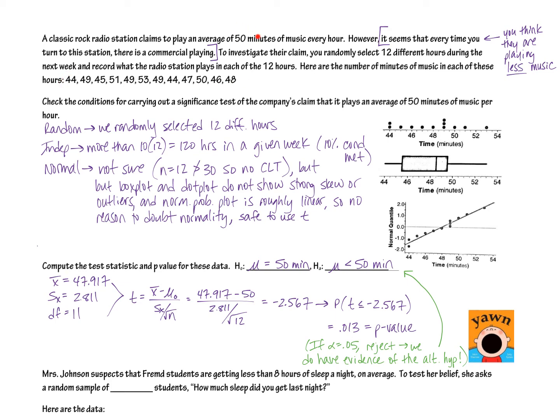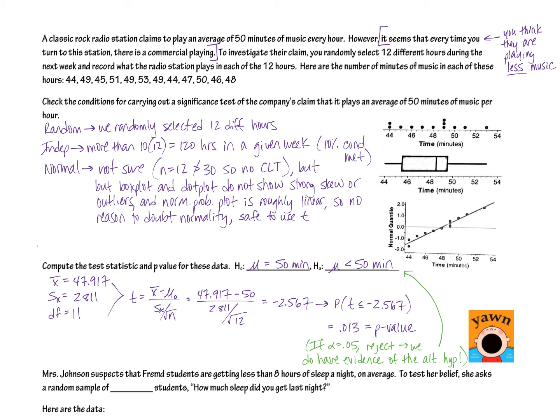Remember, we're suspecting that this 50 is inaccurate, so we've got 3 right away that are less than 50. That one's more than 50. Good for them. Congratulations, radio station. Less than 50, more, less, equal, less. It does seem like, just glancing at this data, that maybe they are lying about this 50 minutes, but let's test it. Okay, so random, independent, and normal.